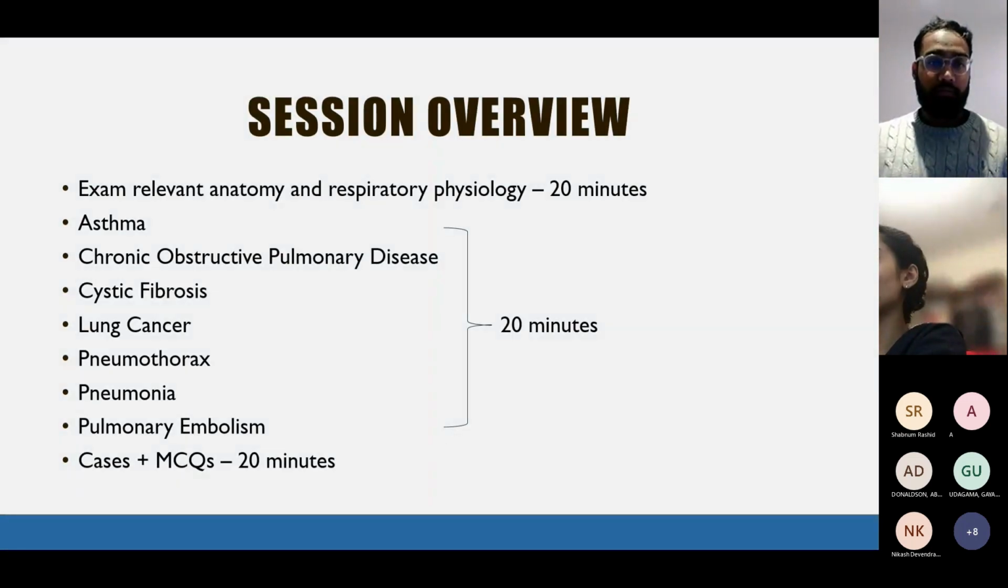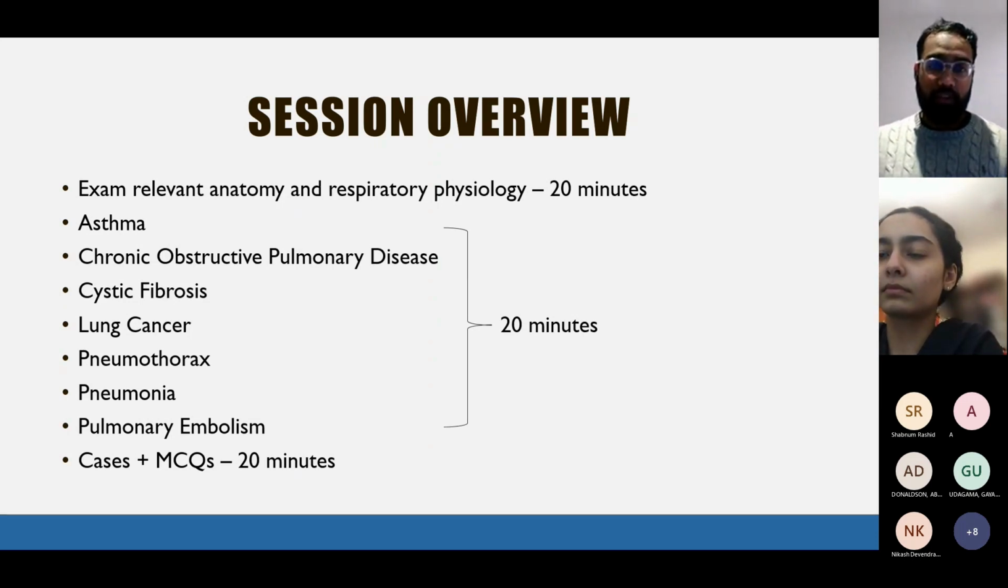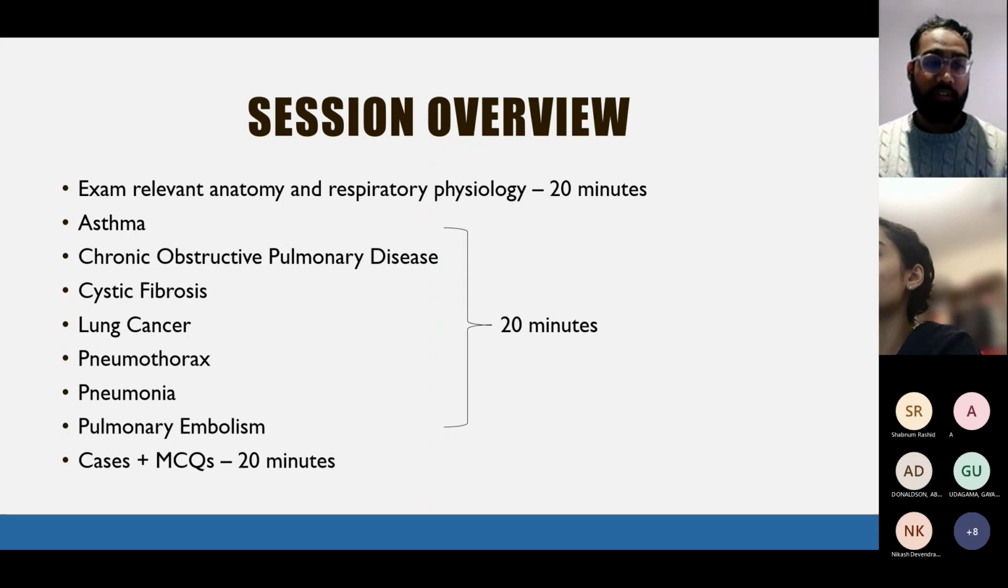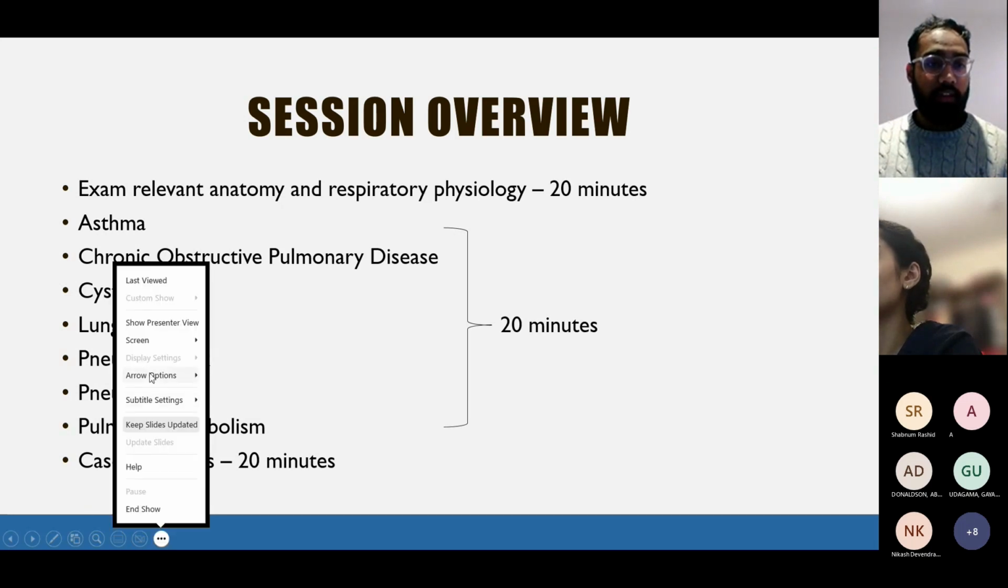I've broken this down into sections that you can keep your attention span on relatively well, because I know how long lectures can drag sometimes. So I'm going to spend the first 20 minutes talking about anatomy and physiology. I'm going to focus mainly on the exam relevant stuff, because I could do a whole lecture series just on the anatomy, but we're going to focus on the relevant things. And we're going to go over some common conditions, which you can see listed here. And then we're going to do some cases at the end.